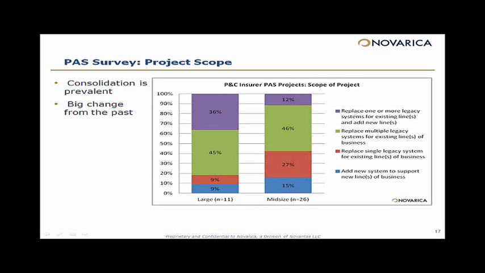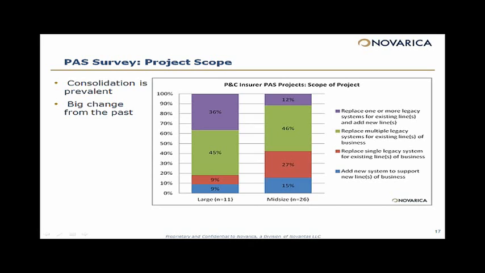So either expanding geography or introducing new lines of business such as workers' comp or something like that. We had 9% of large P&C organizations report that that was the scope of their policy replacement, and 15% of mid-size organizations report that scope. We found that there were a good number in both categories that were replacing a single legacy system for existing lines of business. But we found certainly the majority of policy admin replacements were to replace multiple legacy systems for existing lines of business.